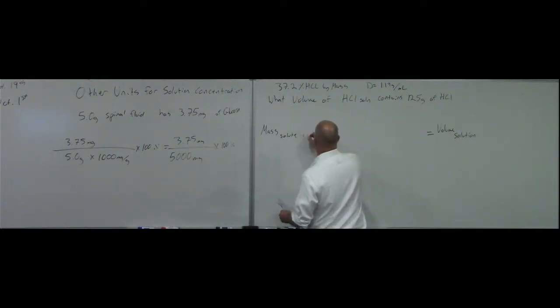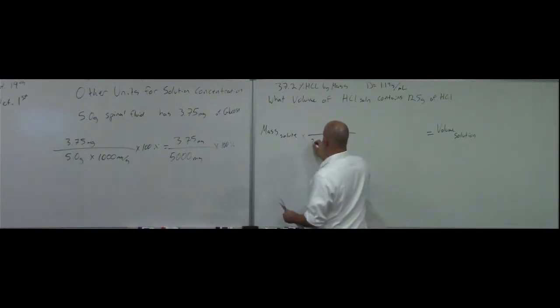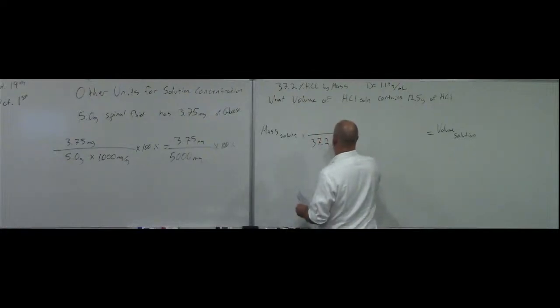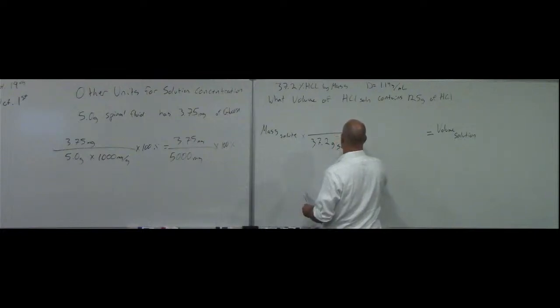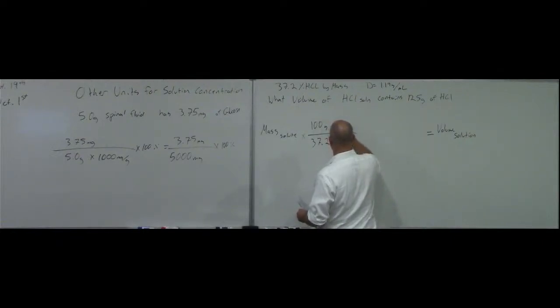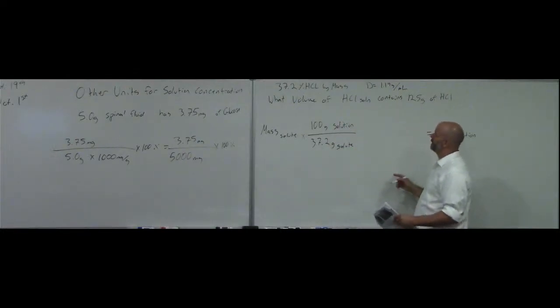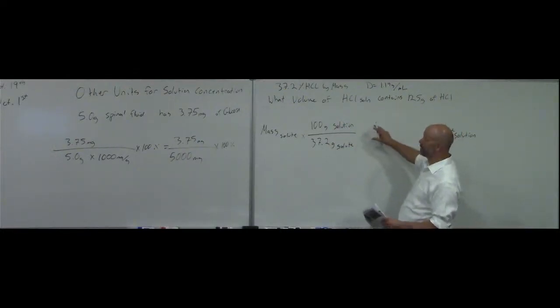So I know in this case, I've got solute on top here, I need solute on the bottom. So I could do 37.2 grams of solute, and I could do up here 100 grams of solution. And now I've got mass of solution, right? Now I just need to get from mass of solution to volume of solution.